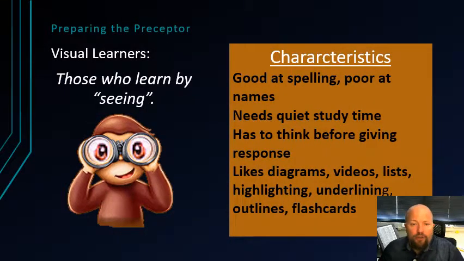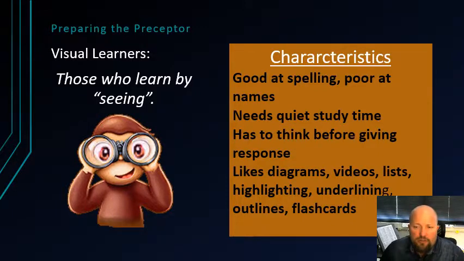So, for those that see, they are looking for: good at spelling, poor at names, needs quiet study time. These are those people that use visual learning, or they learn by seeing, and have to think before giving responses. They like using diagrams and videos, outlines, flashcards, and those kinds of things.